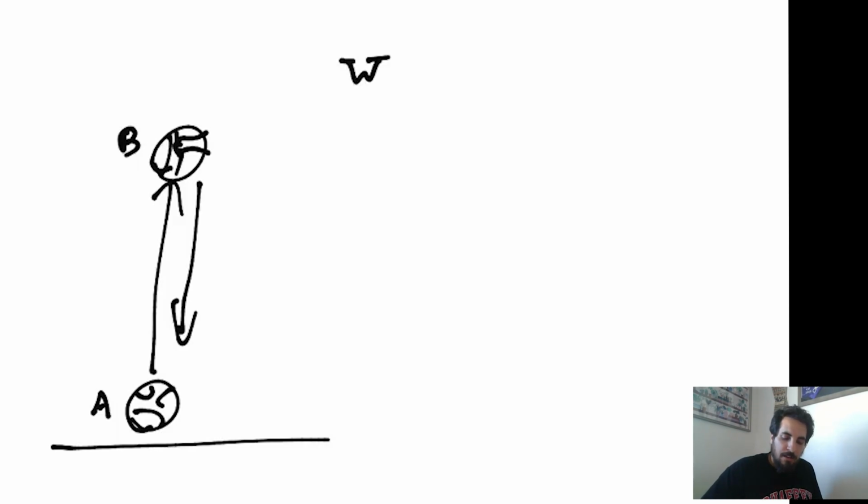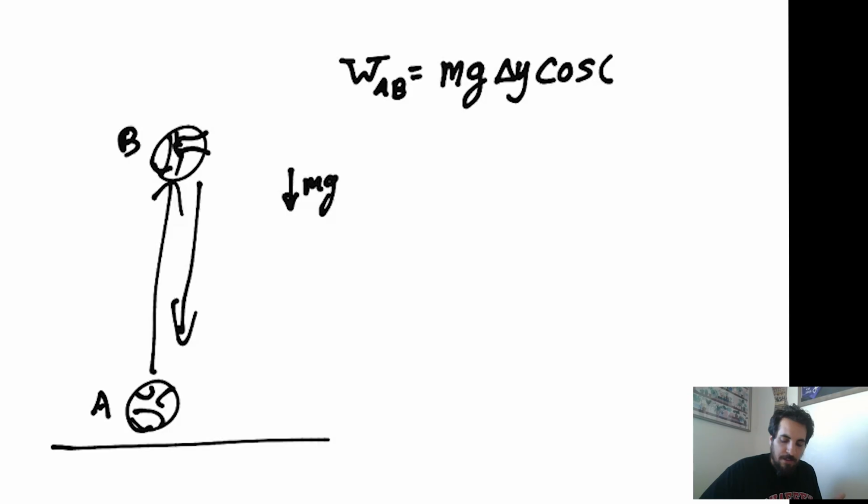The work done to go from A to B is going to be the force, the mass of the ball times acceleration due to gravity, times the distance that is traveled, I'm just going to call that delta y, times the cosine of the angle between these. And as we move upwards, the force is downwards, the delta y is upwards. That's going to be cosine of 180 degrees. The work done here is negative mg delta y.